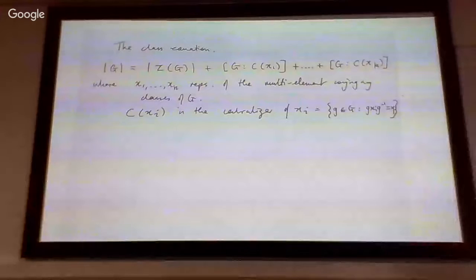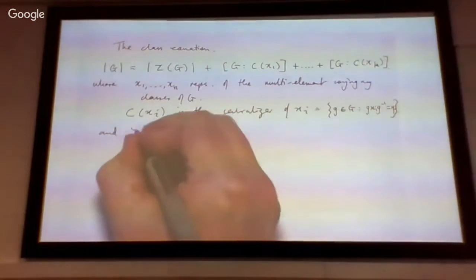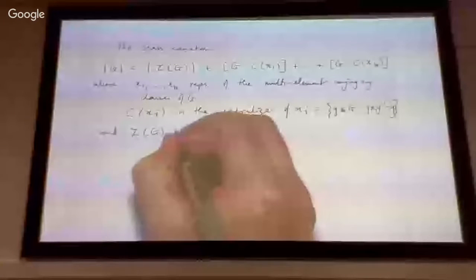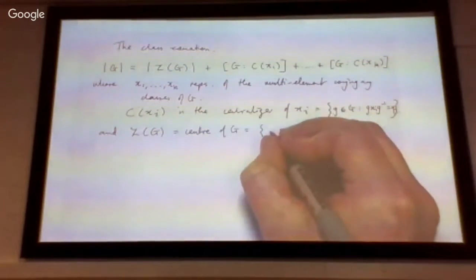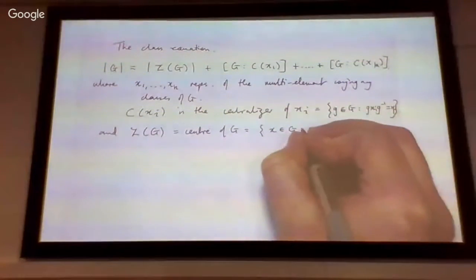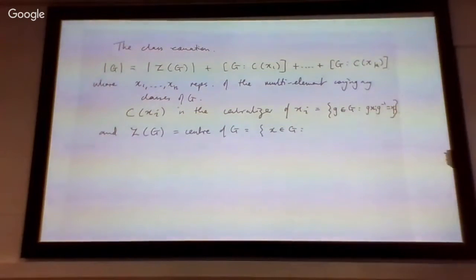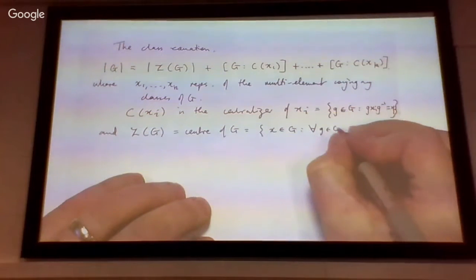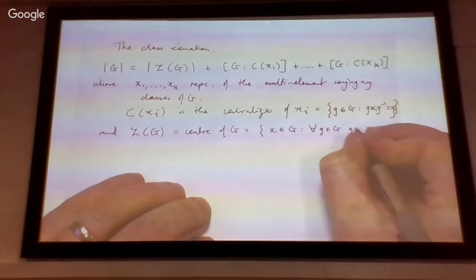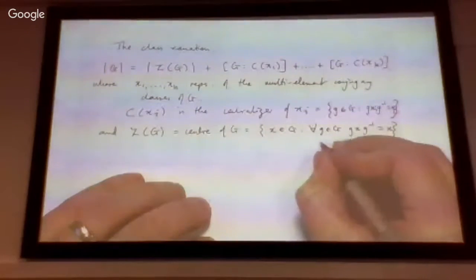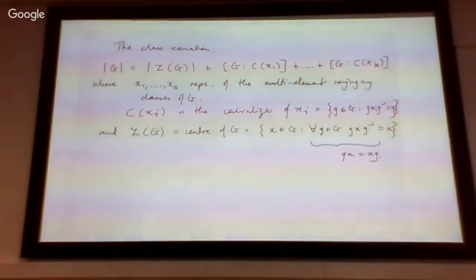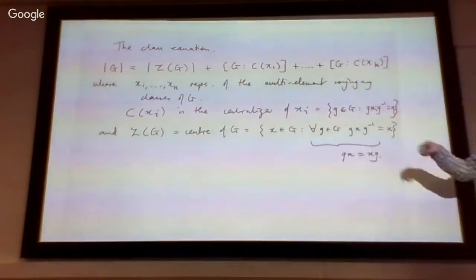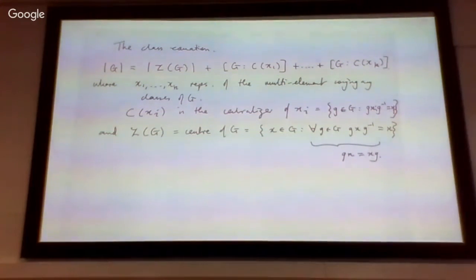Z is the center. Z is the center. Right, that's not confusing. Z, the German word Zentrum, center of G. So this is gathering together all the elements of G which are in their own conjugacy classes. It's the set of all the elements x such that g x g inverse equals x for all g in G, or alternatively, that's the same as saying gx equals xg. It's the set of all the elements x that happen to commute with every other element of G.